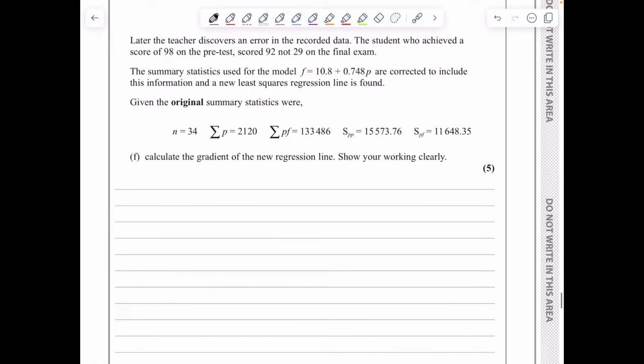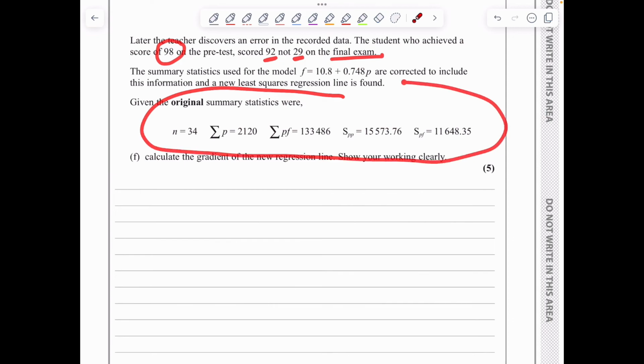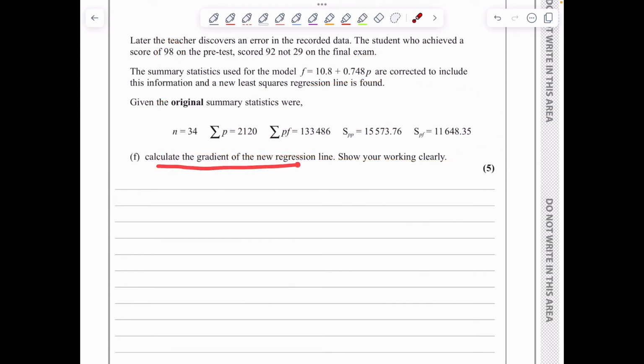The teacher later discovers an error in the recorded data, and someone who achieved a score of 98 on the pre-test actually scored 92 and not 29 on the final exam. We've got the original summary statistics here, and we need to calculate the gradient of the new regression line. So essentially, I need to consider which summary statistics are being affected so I can recalculate the gradient.